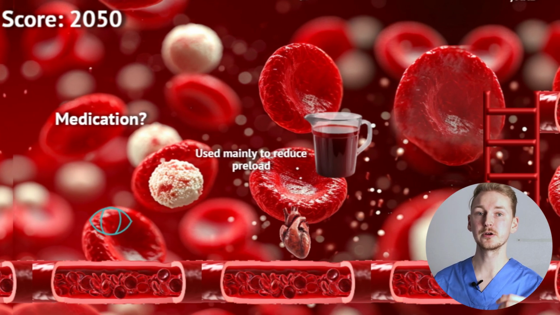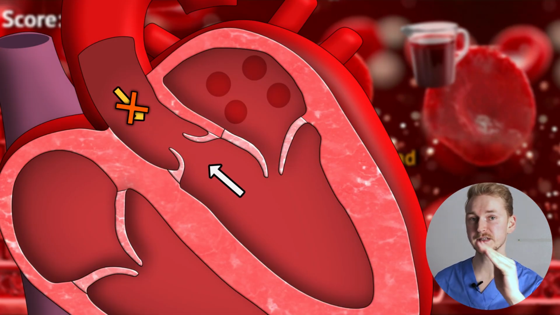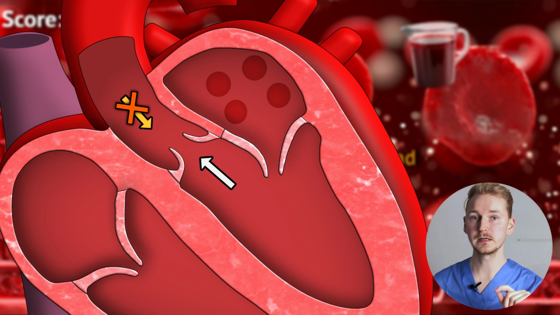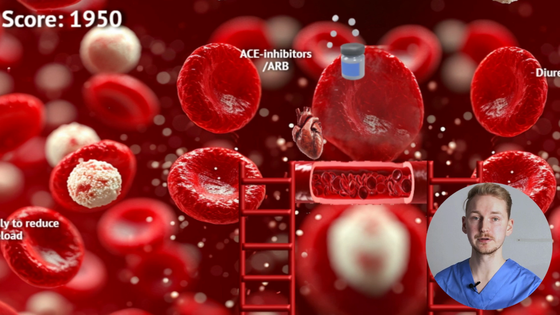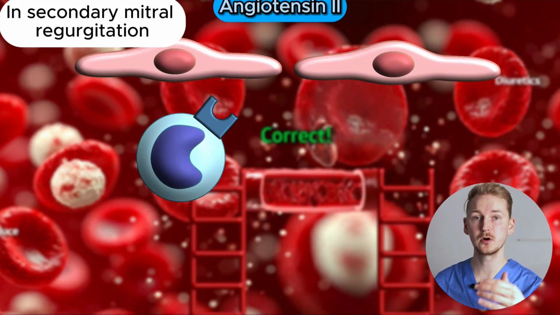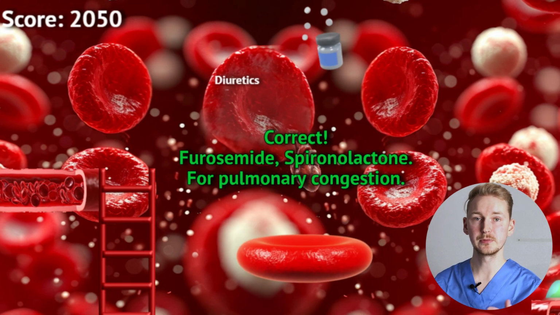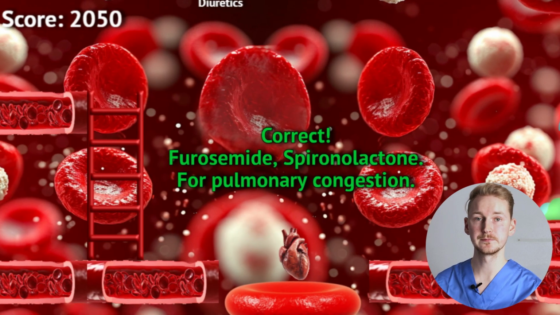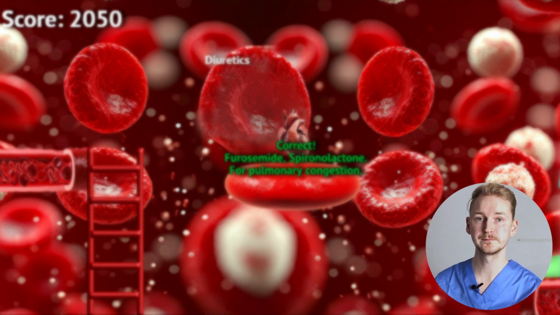Medications. They are primarily used to reduce afterload, decreasing the resistance to the aorta, making less blood flow back to the atrium. ACE inhibitors decrease afterload, and they also decrease ventricular remodeling. Diuretics can be used for pulmonary congestion, mainly furosemide, but also spironolactone.